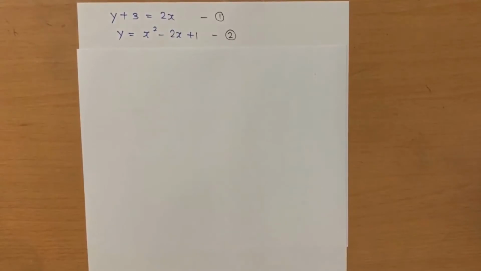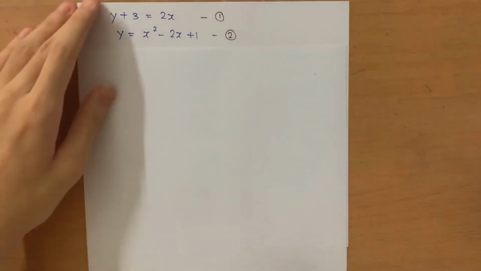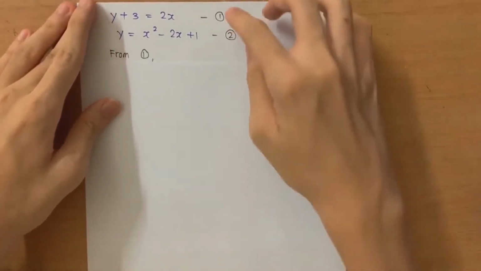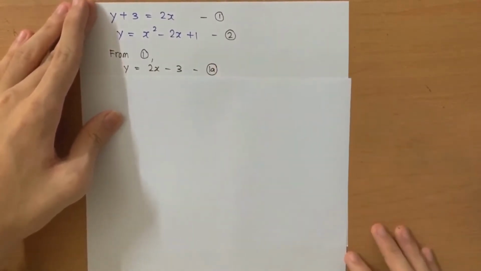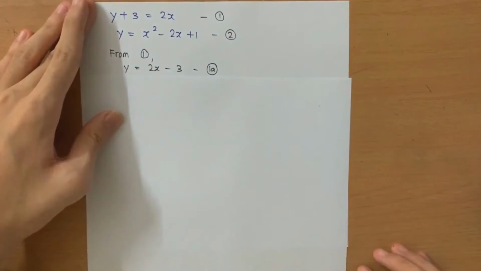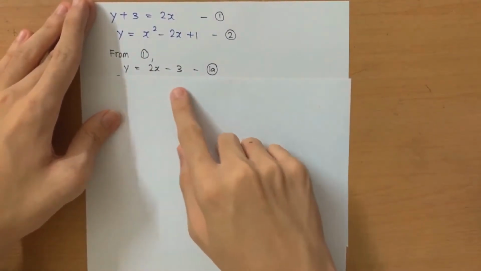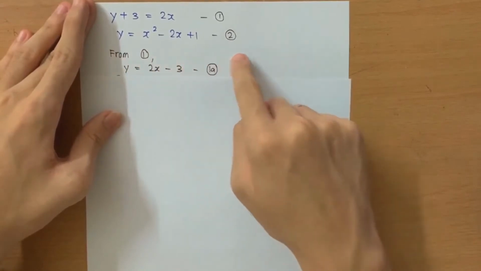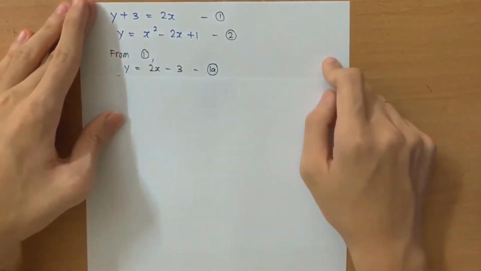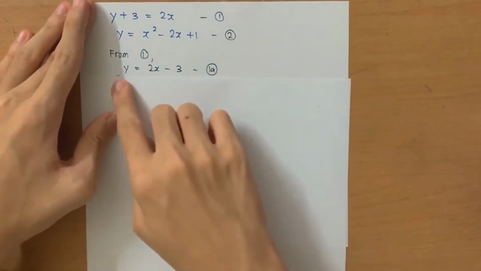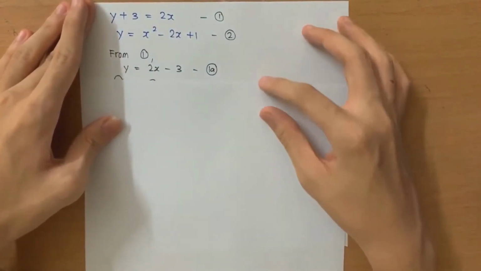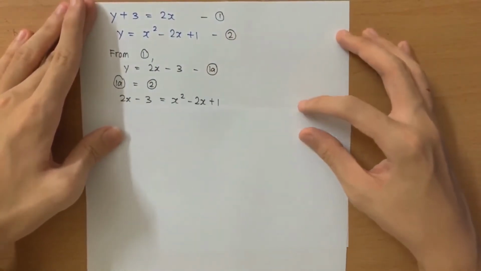So how are we going to find the values of x and y so that both values can satisfy both the equations? First of all, we are just going to make y the subject of equation 1 to become like that, and we call that equation 1a because it's related to equation 1. Since y equals 2x minus 3 and y equals x squared minus 2x plus 1, and both the y values are the same, that means 2x minus 3 is equal to x squared minus 2x plus 1. So equation 1a is equal to equation 2.